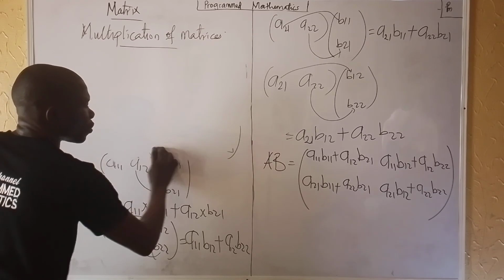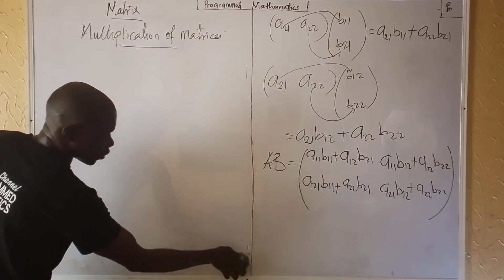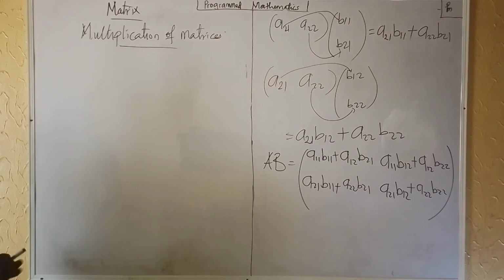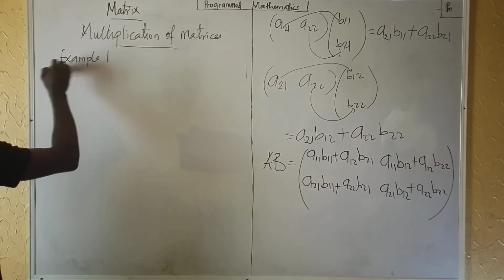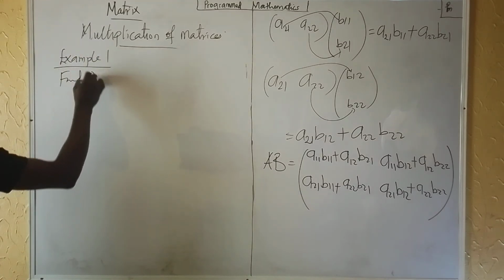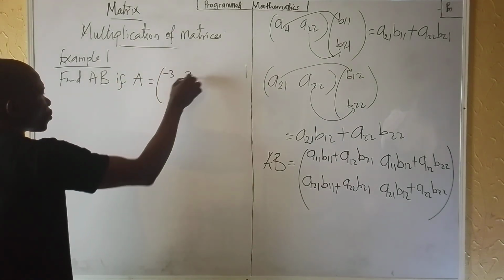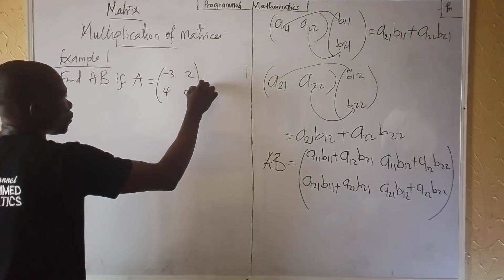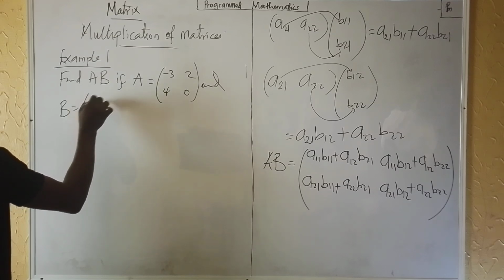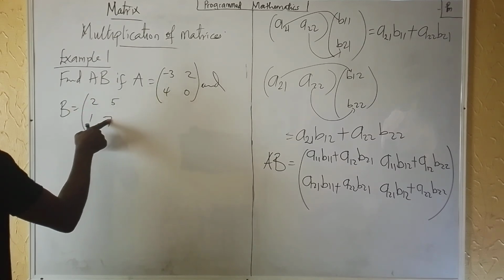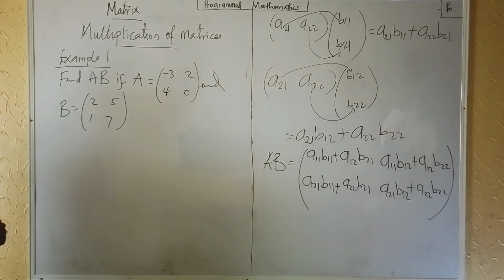Okay, so for each of these examples, you can pause the video and practice the examples yourself first, and then compare your answer with whatever we have here. So let's look at example 1. We want to find AB if matrix A is the matrix minus 3, 2, 4, 0, and matrix B is the matrix 2, 5, 1, 7. So we want to find matrix AB.